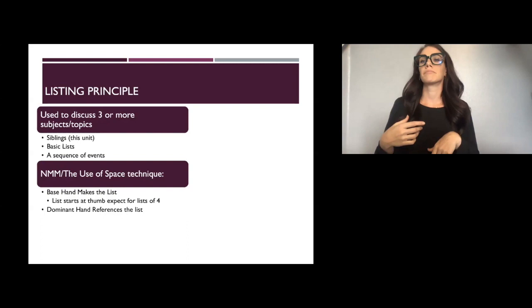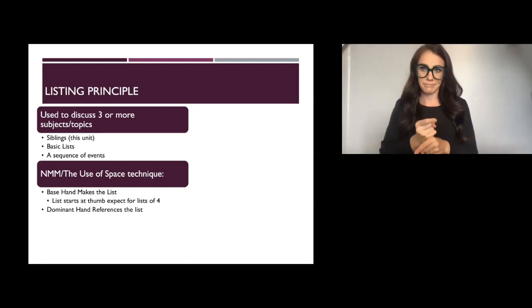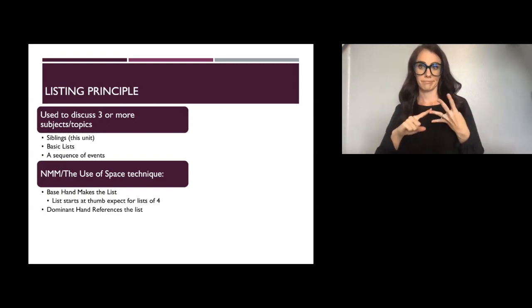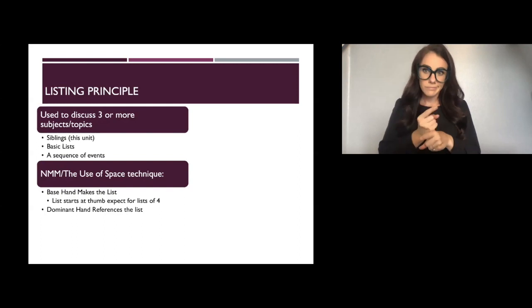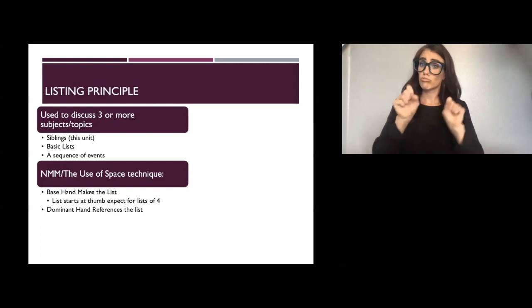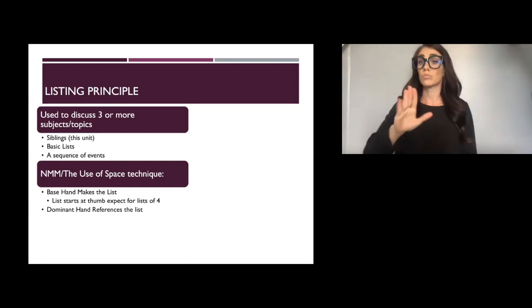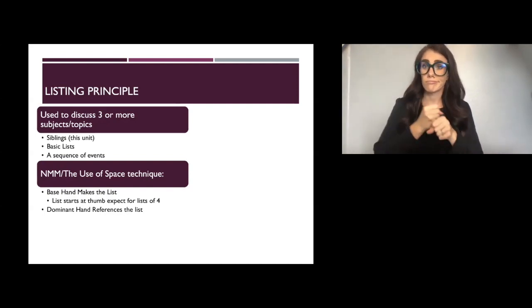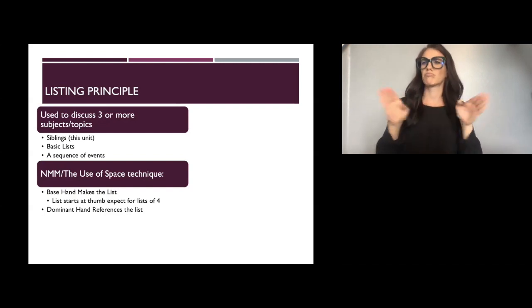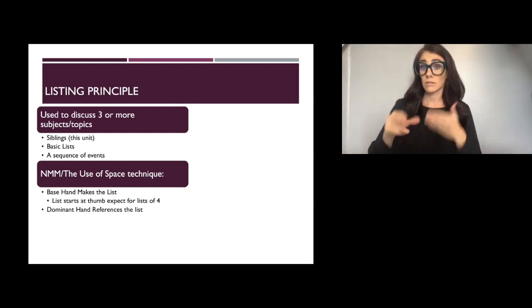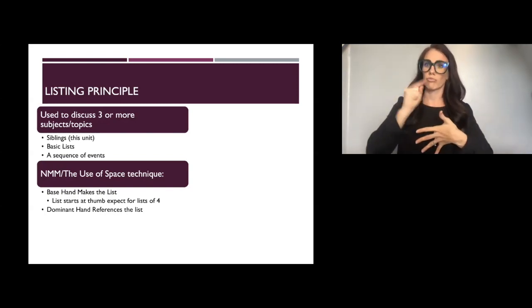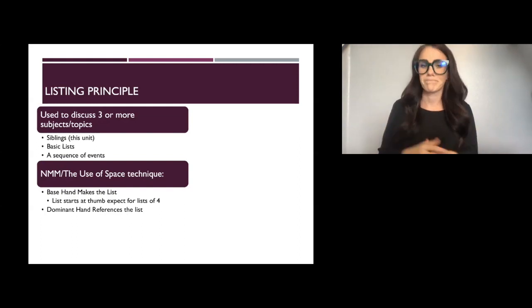So listing is used for a couple of things. In this unit, we'll use it for siblings. So my family has 4 children and I'm number 3. So I have 2 older sisters and a younger sister, and you can see that in the list. You could also use listing to set up a list of, say, your food that you need from the grocery store, things that you need to buy. You need to buy milk and coffee and eggs. You can set up a list, so you can use it for general listing. And then in Unit 5, you'll also learn about how you can use a list to list events, things that happen in order.